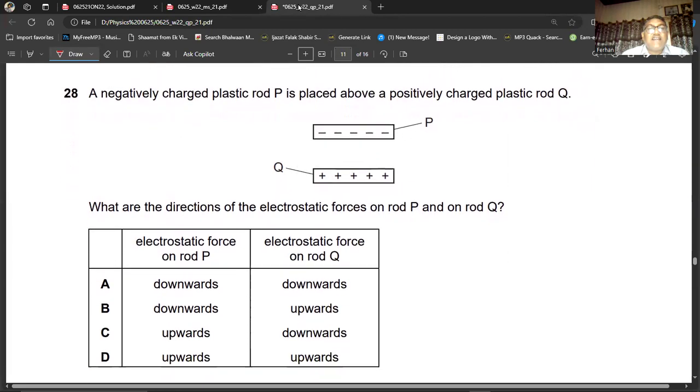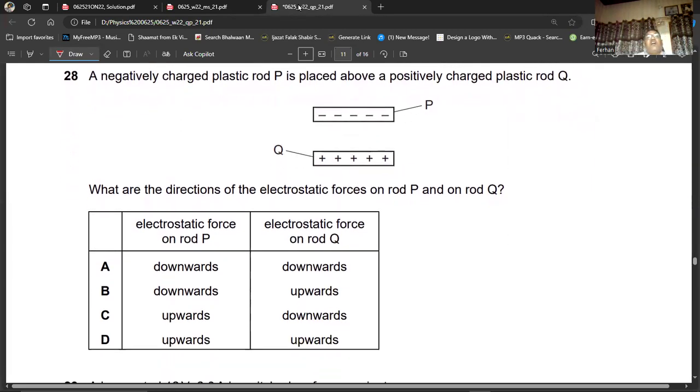Question number 28, a negatively charged plastic rod P is placed above a positively charged plastic rod Q. What are the directions of the electrostatic forces on the rod P and on the rod Q? So this will be attracted upward and this will be attracted downward. This moves according to the electric field. The electric field is going from positive to negative.